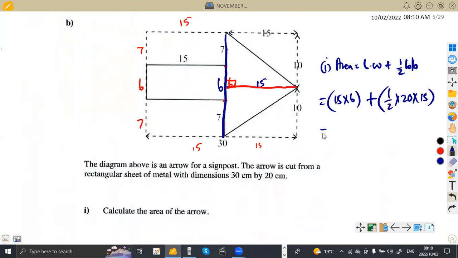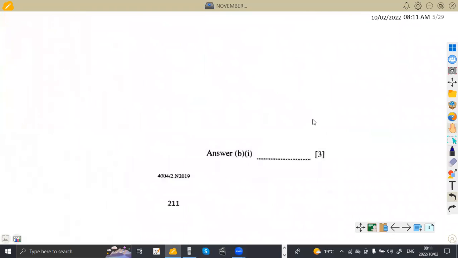All right, so that's it. 15 by 6, that's 90, plus half of 20, that's 10. 10 by 15, which is 150. So you can combine these two to obtain 240 square centimeters. Okay, so that was what we had on the item 1 part.